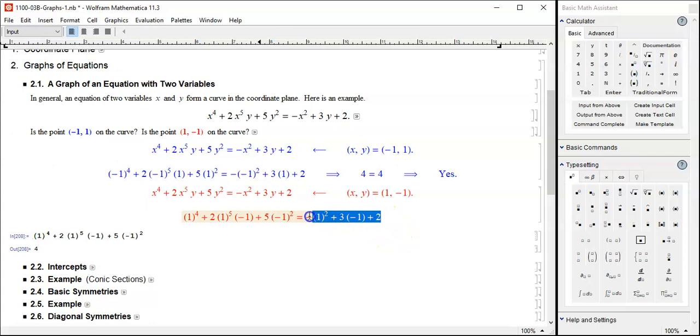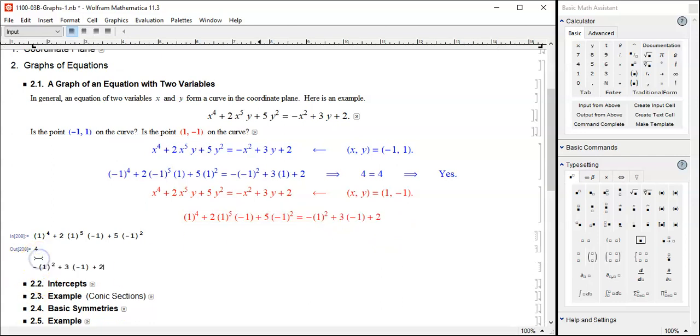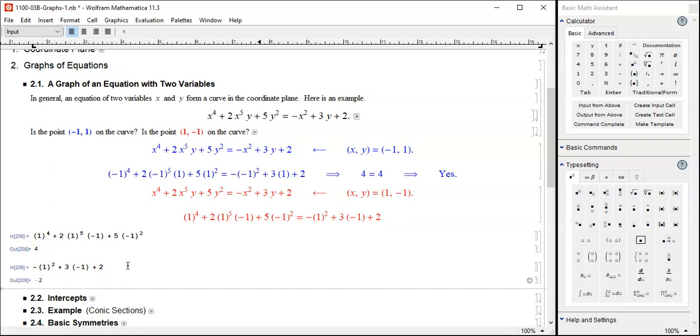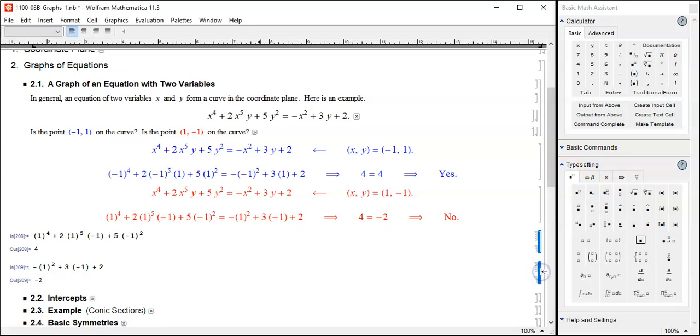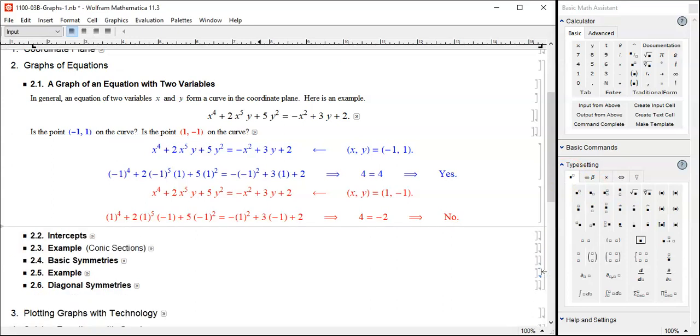Left-hand side is 4, and the right-hand side, let's check this computation. You can do it with your handheld calculator too if you want to. And that's -2. So the conclusion we get from here is 4 equals to -2. Does it make sense? No, it doesn't. So the conclusion, 1, -1 is not on this curve. I can check this with other points too. If a given point is on a curve or not, how do we check? By plugging those in.